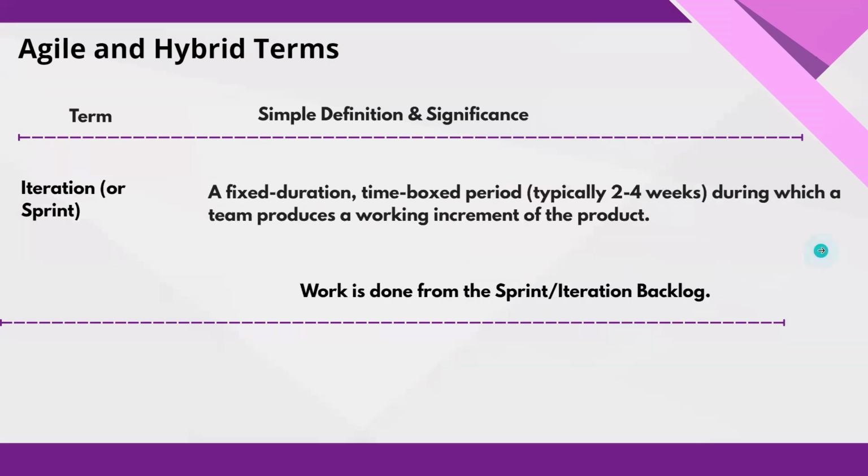Well, iterations. So iterations or sprints are a time-boxed period. It's usually 2 to 4 weeks. It depends from organization to organization. Few of them have 2-week sprints, during which the team builds a working, potentially shippable increment of the product.